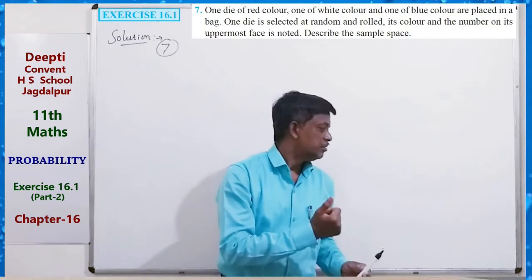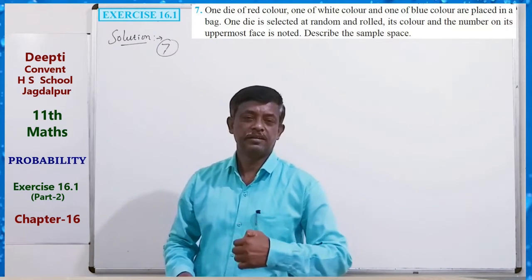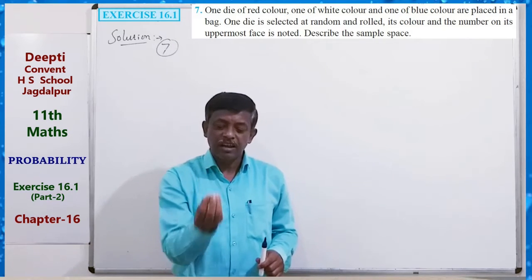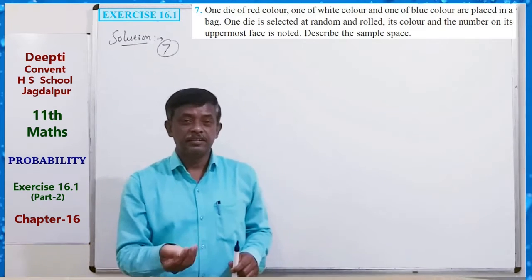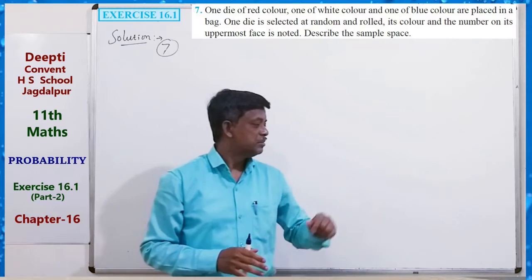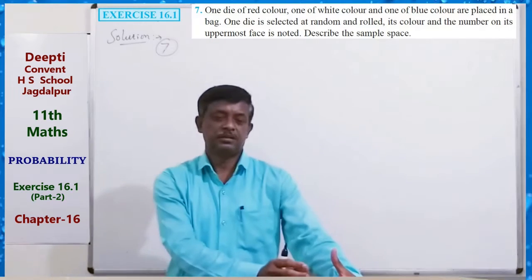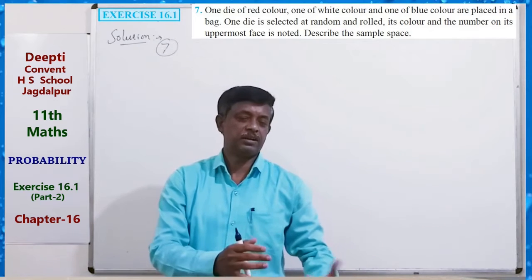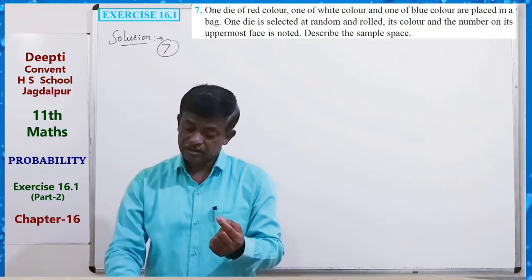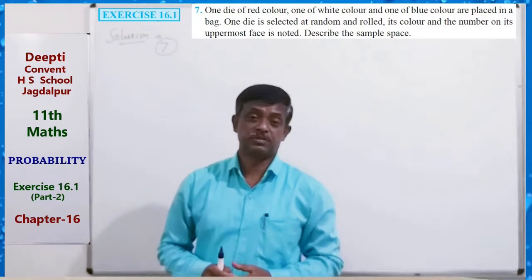We are selecting from the bag at random one of the dice, and we note its color and then the number on the topmost face, because it is selected and rolled. In the bag there are 3 dice of different colors. So one of the dice is selected and rolled, and the color and top face number are noted. So what will be the sample space of this experiment?